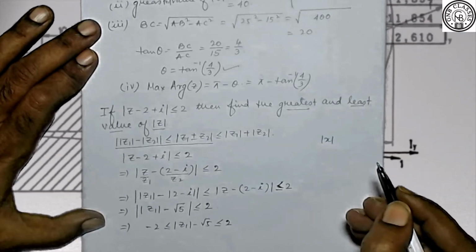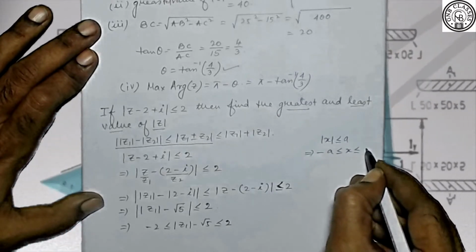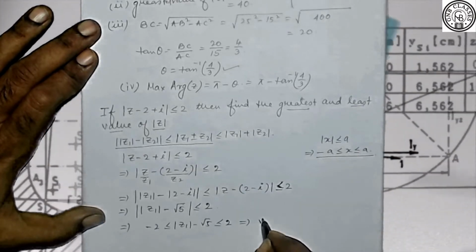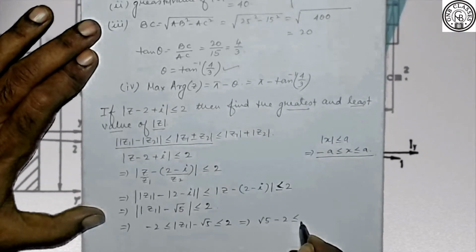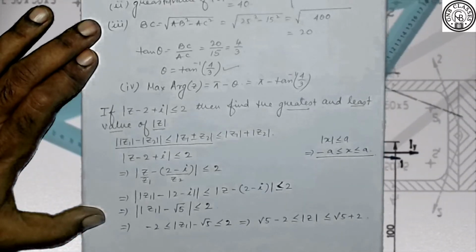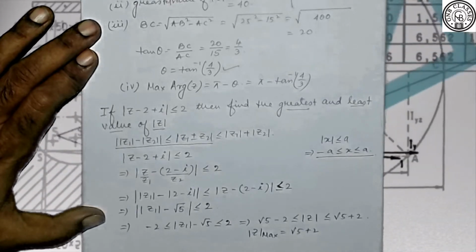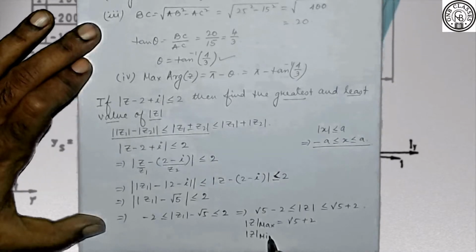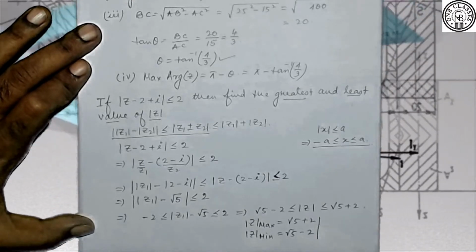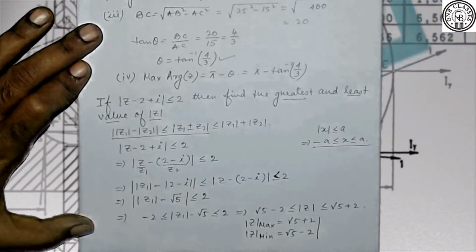We know that when mod x is less than or equal to a, that implies x lies between minus a and a. Okay? So from here we can write root 5 minus 2 is less than or equal to mod z is less than or equal to root 5 plus 2. Is it clear? Therefore, the maximum value of mod z is root 5 plus 2 and the minimum value of mod z is root 5 minus 2. Is it clear to all of you? Have you understood the application of the triangular law of inequality? This is how we apply this law.